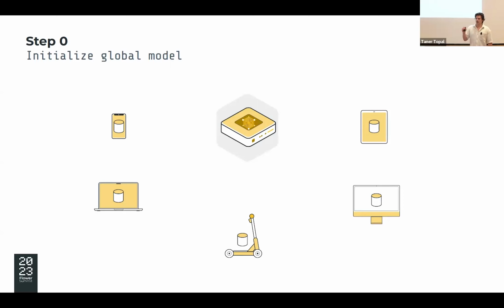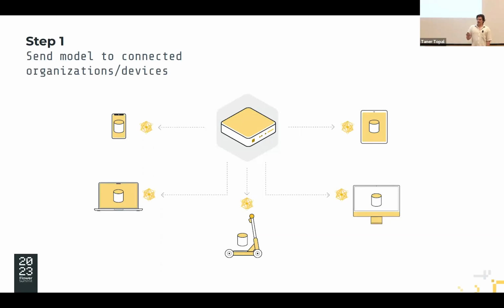The first step is to initialize a global model. That means that the server we will do the federated learning on needs to be aware of the shape of the model we're going to train, so it needs to be initialized. That can be done either on the server side, just creating a model with random weights, or by querying some initial weights from a client model. The second step is to send this initial model to all the clients that are connected to the server.